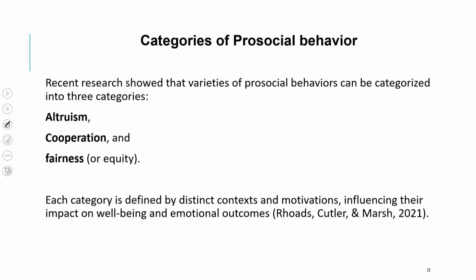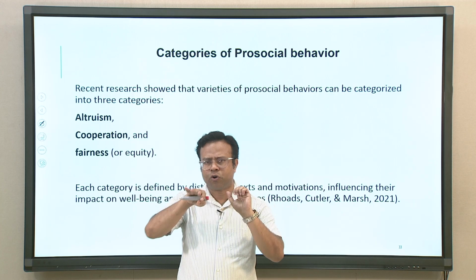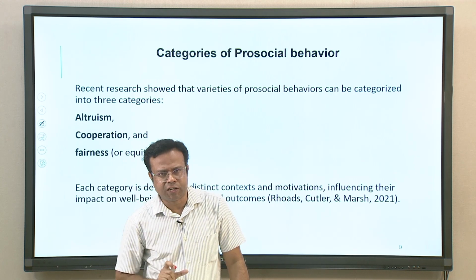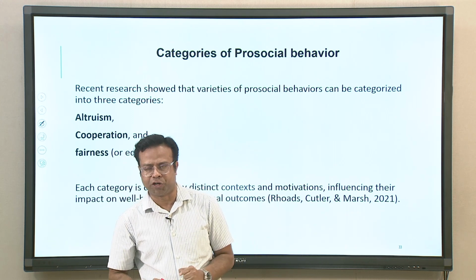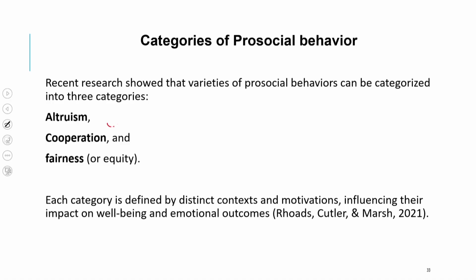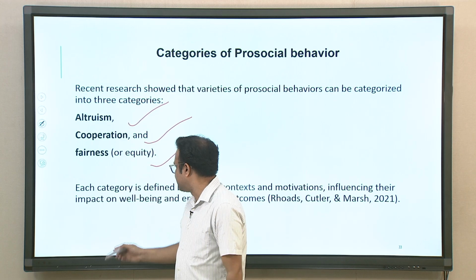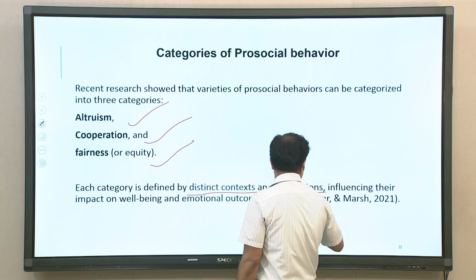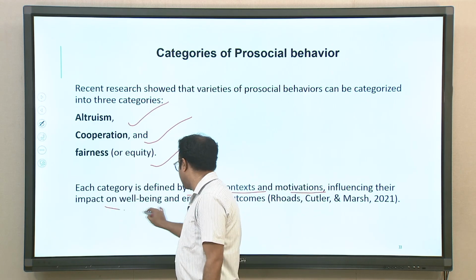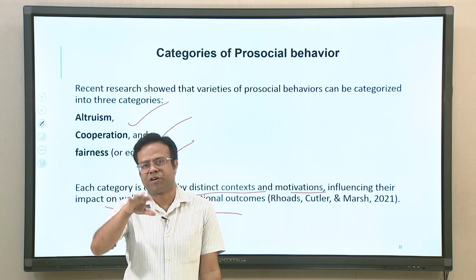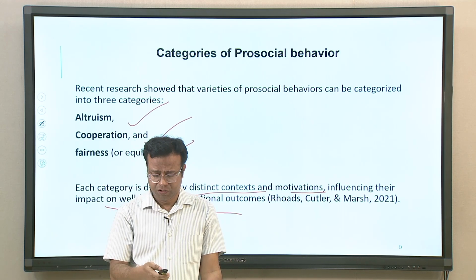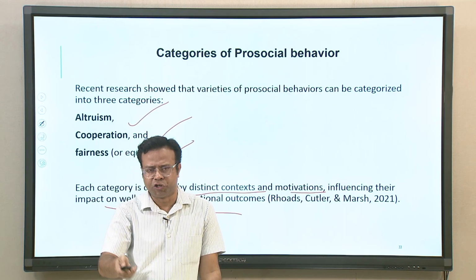Now, when we talk about prosocial behavior, a variety of behaviors are included. More specifically, three categories of behavior can broadly be grouped under the concept of prosocial behavior. One is called altruism, another is called cooperation, and the third one is called fairness or equity. Each category is defined by its distinct context and motivations, influencing its impact on well-being and outcomes. All these three categories come under the broader umbrella term of prosocial behavior. So, let us see each of them in a little more detail.